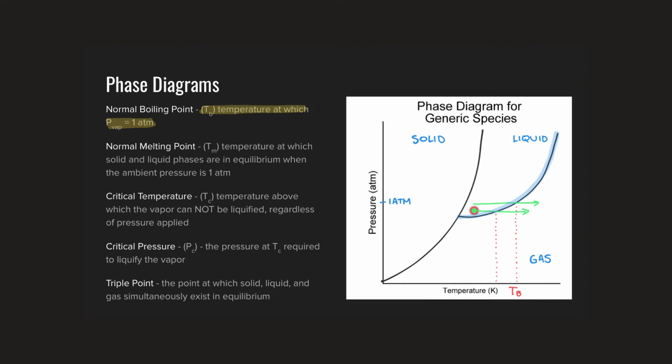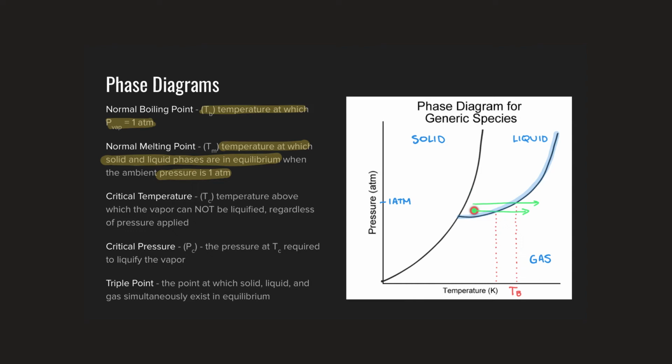Likewise, the same logic applies to our melting points. We define the normal melting point as the temperature at which we see a phase change from solid to liquid at a pressure of 1 atmosphere. But again, if we change the pressure, we'd also expect to see a change in the melting points of the substances as well. All right, now a couple other ideas to cover.